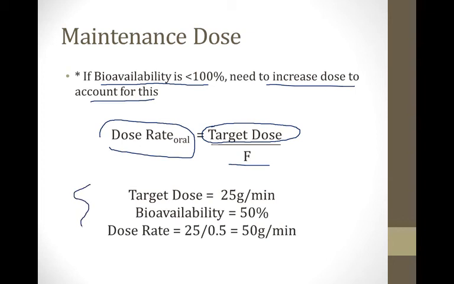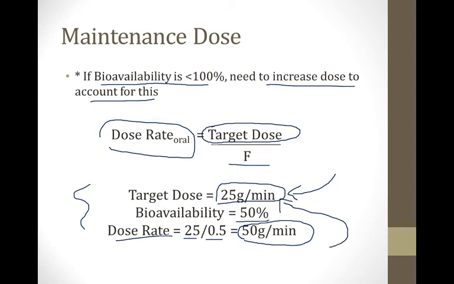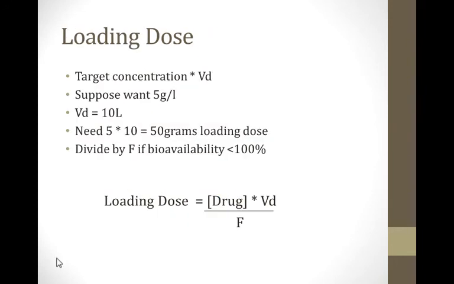This is easier to understand if we use some numbers. So imagine we had a target dose of 25 grams per minute to match the elimination rate like what I showed you on the last slide. However, imagine the bioavailability is only 50% when the drug's administered orally. This means we need to increase this number by 50% to make up for the amount that gets lost through first-pass metabolism or poor absorption. So the correct dose rate would be the 25 grams per minute divided by the bioavailability 0.5, or 50 grams per minute. So we're giving more dose than we actually want because we know a lot of it is not going to make it into the circulation, but this will ensure that the proper amount gets into the circulation to create therapeutic effect.